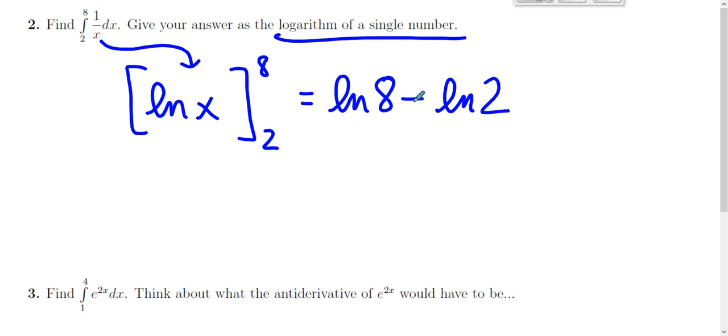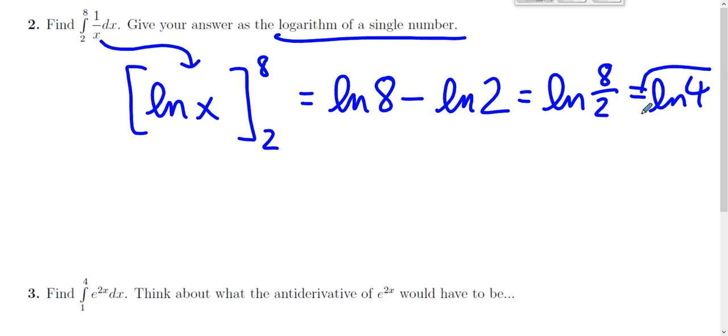Well, when we subtract logs, that means we divide the numbers. This is the natural log of 4. Now, unless your calculator has a fancy computer algebra system, your calculator is not spitting that answer out for you. So you've got to know how to do that to get the right answer.